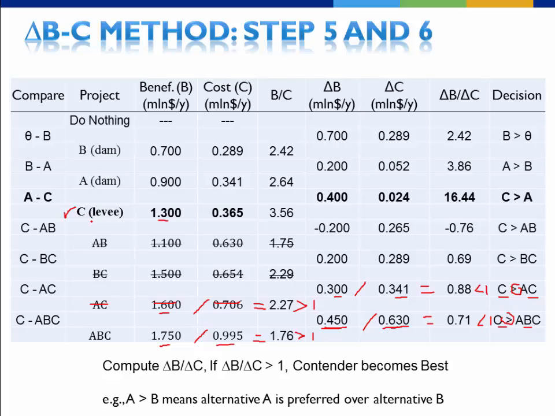Anyway, this is the incremental benefit cost method. As you can see, that's a little bit lengthy, but I know that you can do it.